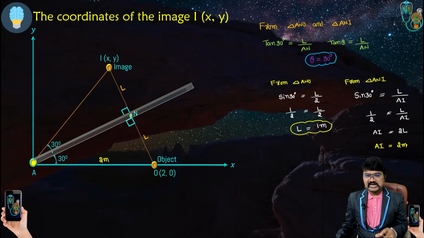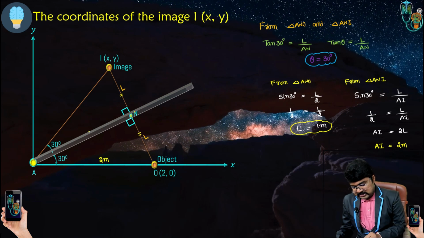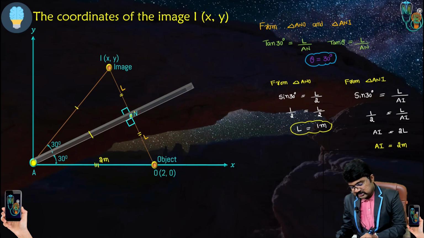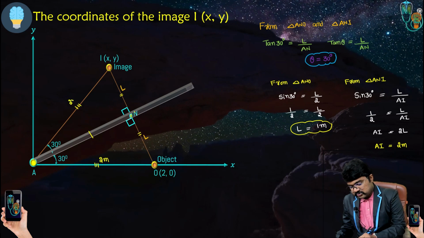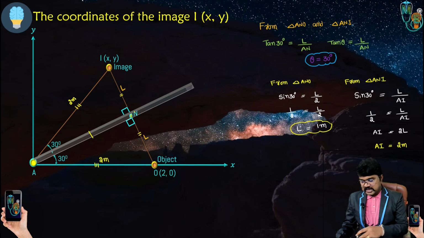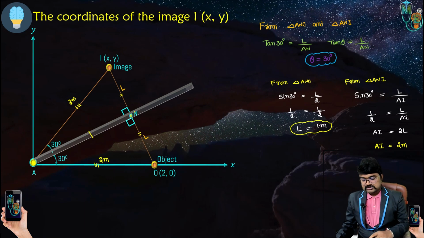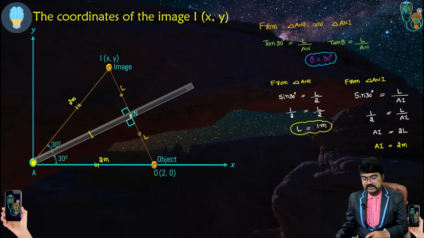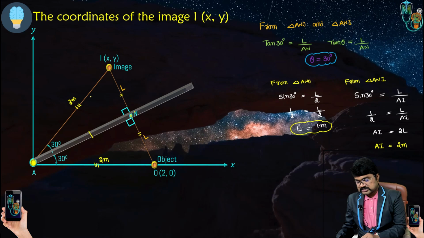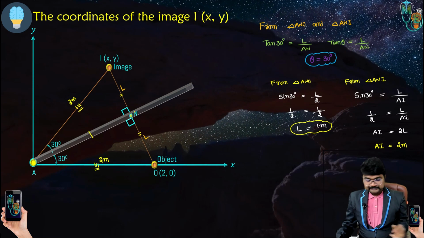These two triangles are exactly the same, because this and this are the same, and here is a common side with 90 degrees. So this would be equal to this. Okay? AI equals 2 meter, from the concept of similar triangles. L and this common side with included angle 90 degrees, then these two sides must be the same. Clear?